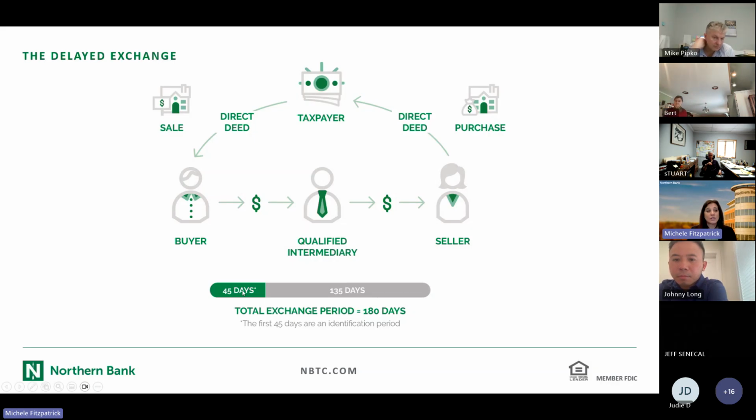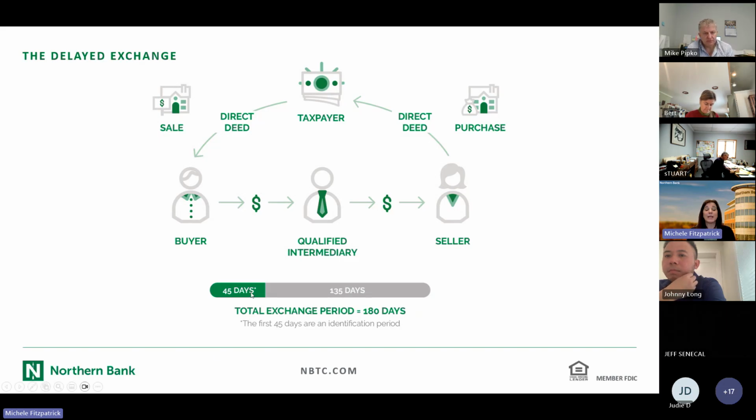The hardest part of the whole exchange is right here. It's the 45-day identification period. Clients only have 45 days from the time that they sell their relinquished property to identify properties that they want to purchase. Again, hardest part, especially in this market, properties are a little bit hard to come by. So those do need to be identified, and we're going to get into the rules really quick. But once it's identified, you have another 135 days to close.